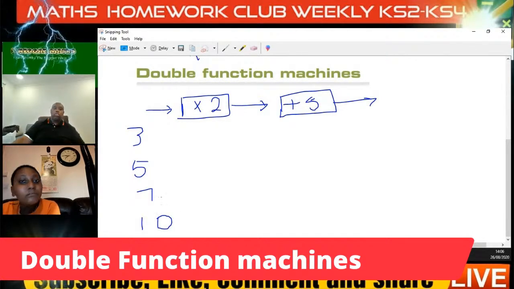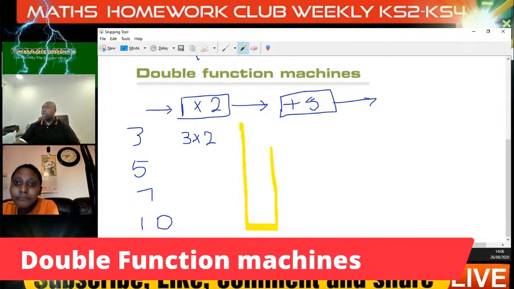Okay, watch what I'm going to do the first one with you. So the first operation here, I'm going to do 3 times 2, which gives me what? What's 3 times 2? 6. Okay, so it's going to give me some answers here. So 3 times 2 is 6.